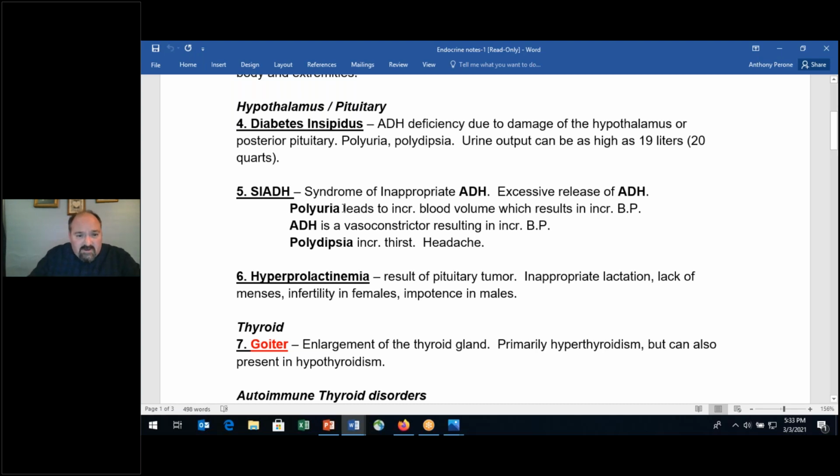Yeah, and this is wrong. Polyuria is not a part of this. I'm sorry, I don't know why I didn't catch that. But there is an increase in blood volume.